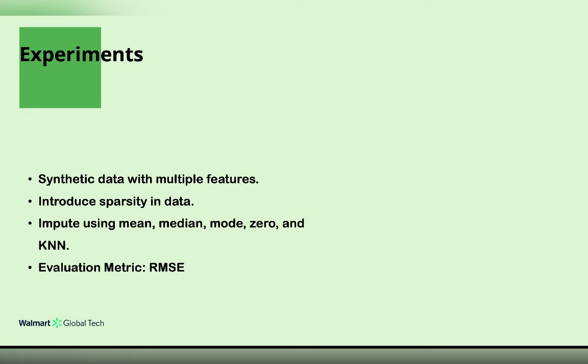Well, so let me begin with the experiment. First we'll describe how we started with synthetic data and what method we followed to identify the best imputation technique. We take synthetic data having multiple features and we introduce sparsity in the data systematically. Later we impute missing values using mean, median, zero, mode and KNN techniques. After that we check the RMSE value for each of these imputation techniques, and whichever has the lowest RMSE appears as the winner.